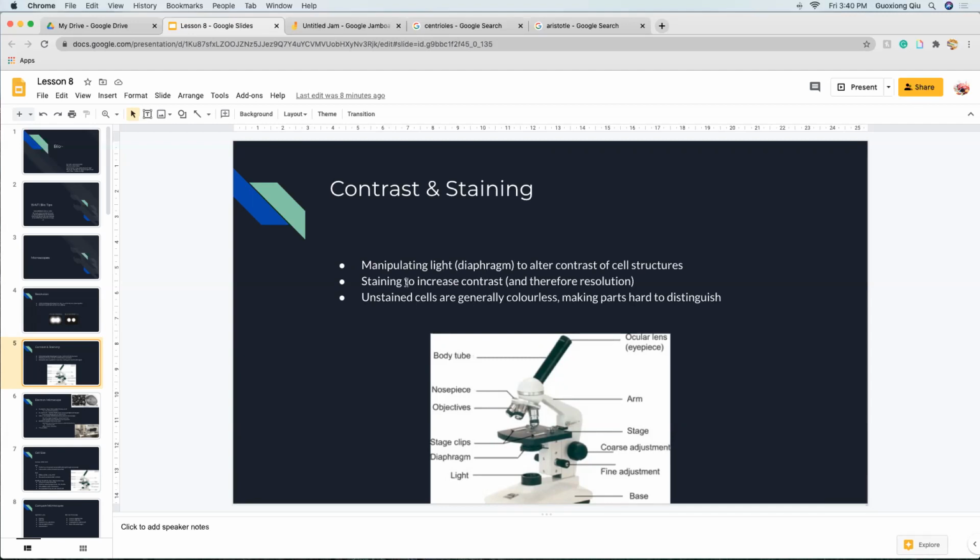Staining is just like adding color to cells. Think of it as adding food dye to cells, but don't actually add food dye. The reason staining works is because unstained cells are generally colorless, so they usually make black and white images, which makes parts harder to distinguish, as in different parts of the cell.